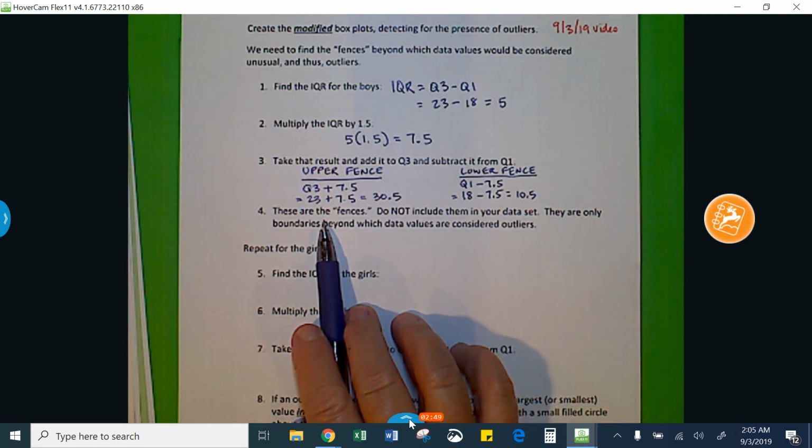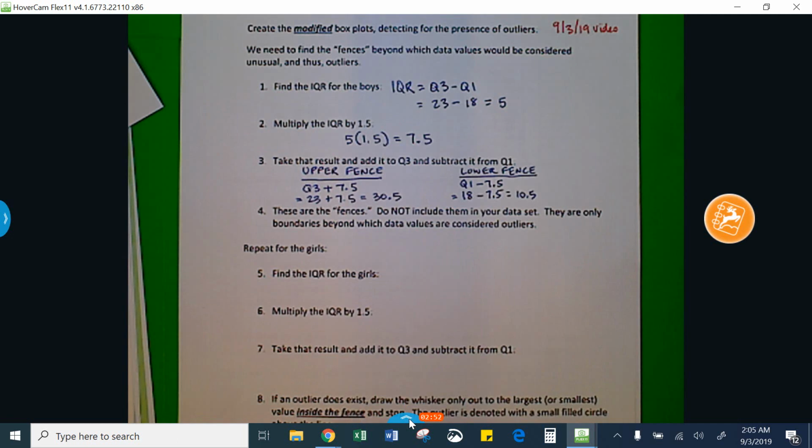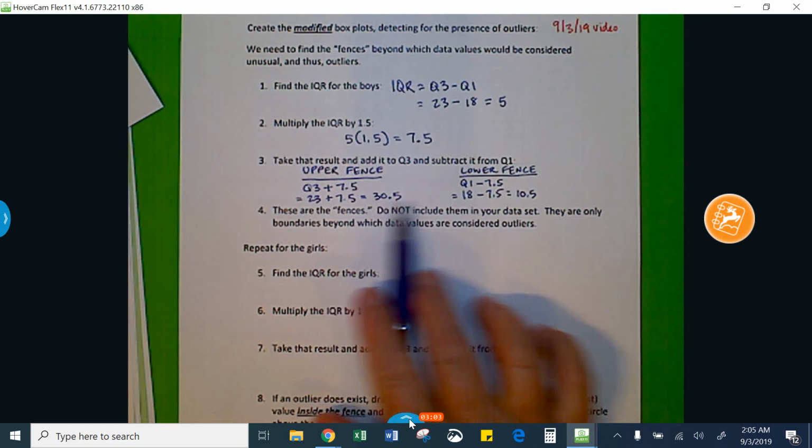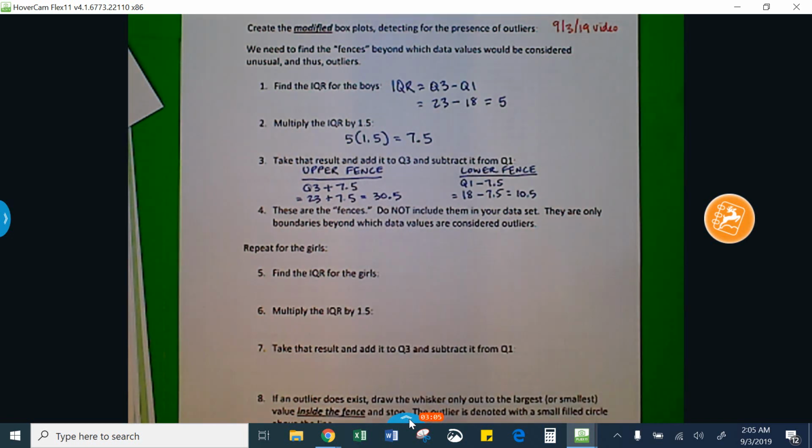Now, these are just fences, and think of them as imaginary boundaries just to establish a cutoff point for outliers, a cutoff point for identifying unusual values. They are not included as points in the data set, so on the box plot you don't even want to show them as if they were points on the data set. Some software packages, or some people even suggest that you just sketch them in as perhaps dotted lines or dashed lines, and maybe that's what we'll do.